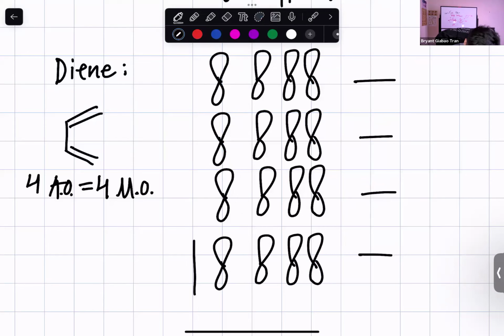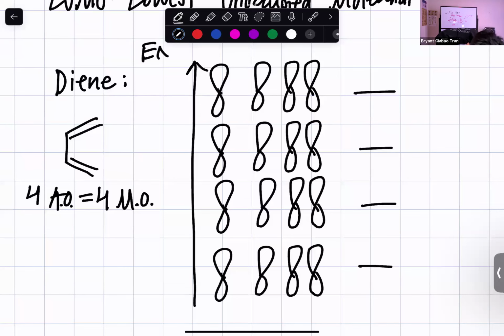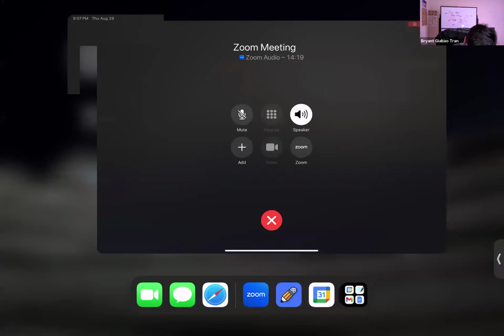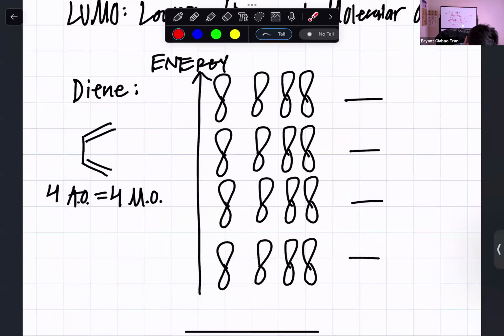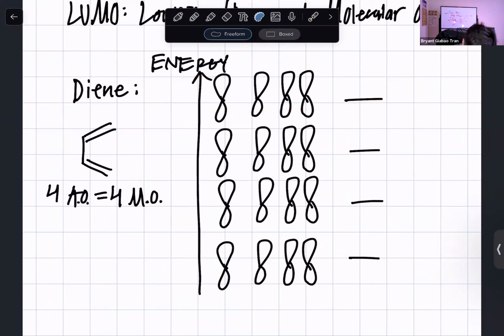Right, and then energy is going to increase from down to up. So this arrow is representing energy, where this bottom molecular orbital here will have the lowest energy, and this highest molecular orbital here will have the highest energy, right?